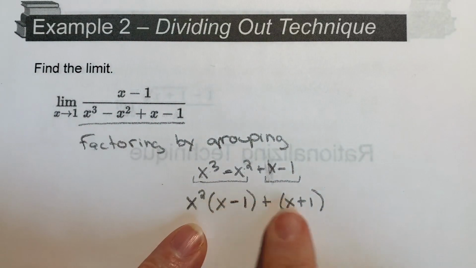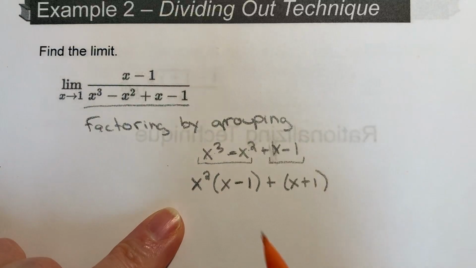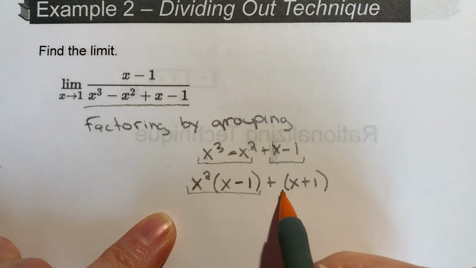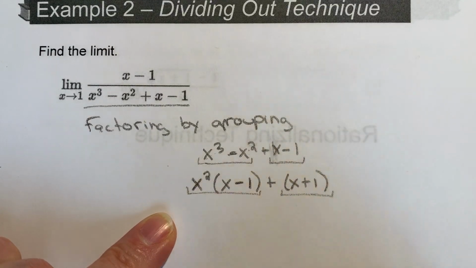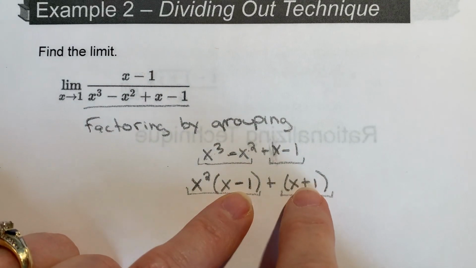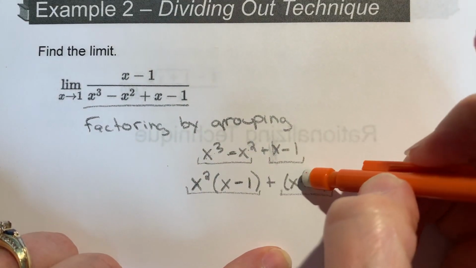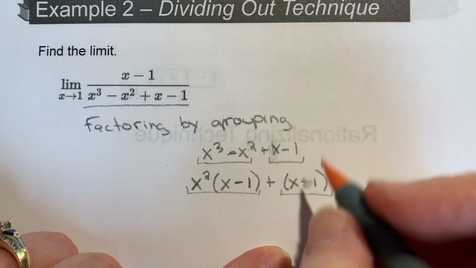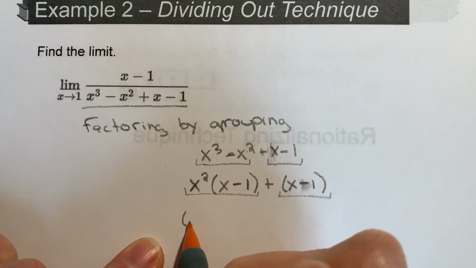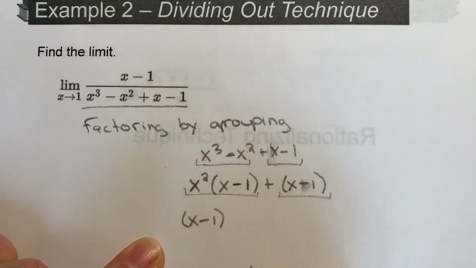Now, if you think about this as your new expression here, remember terms are separated by pluses or minuses. So this is one term and this is another term. If I look at these two terms, they have a common factor of x minus 1. So now I'm going to factor out that common factor of x minus 1.